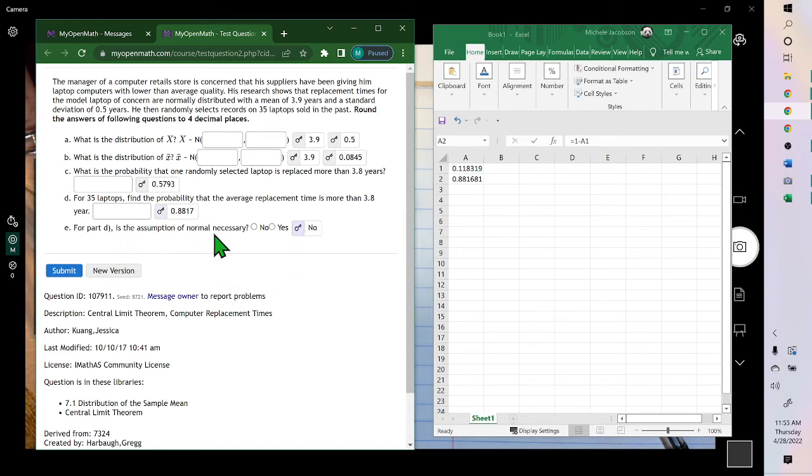Now, the assumption of normality, is it necessary? The reason it's not necessary is our sample size was more than 30. And so the normal was not necessary.